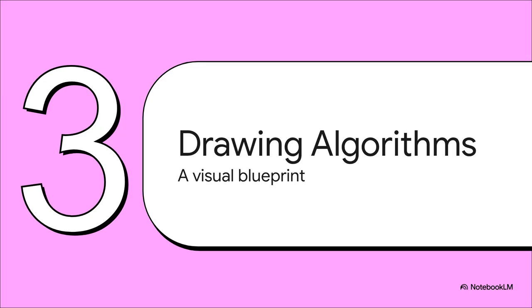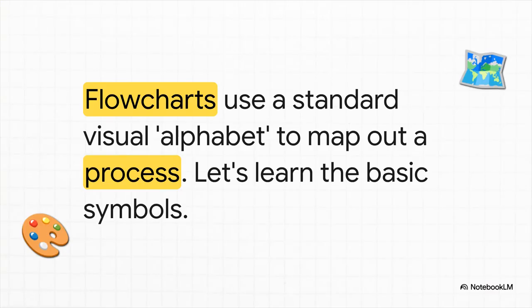Okay, so we know what an algorithm is, but how do we plan one out or explain it to someone else? Sometimes the easiest way is to just draw a picture of it. And that's where flowcharts come in. Think of flowcharts as a universal visual language. They use a standard set of symbols, so anyone can look at the diagram and immediately understand the logical flow of the process. So let's learn the basic vocabulary, the 4 most common symbols.